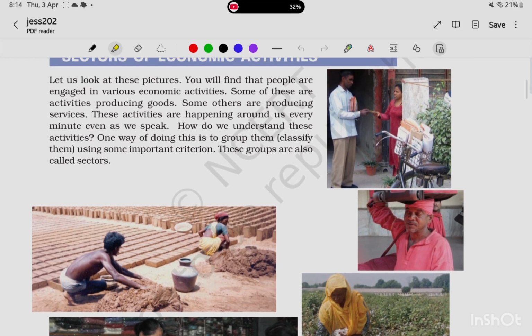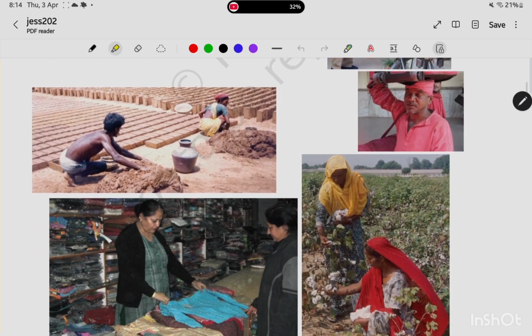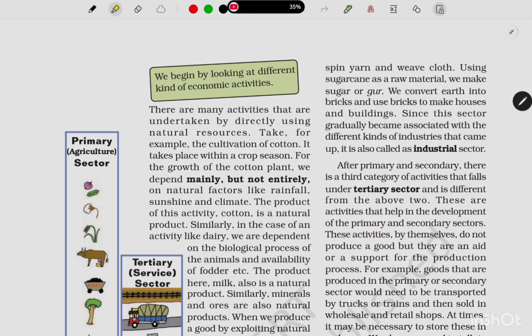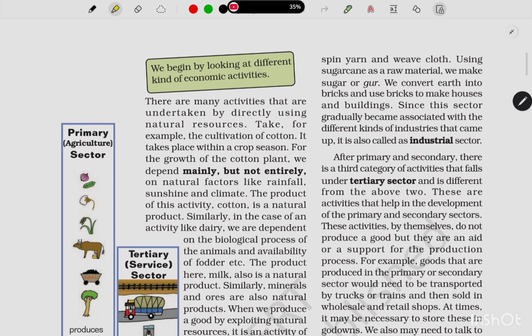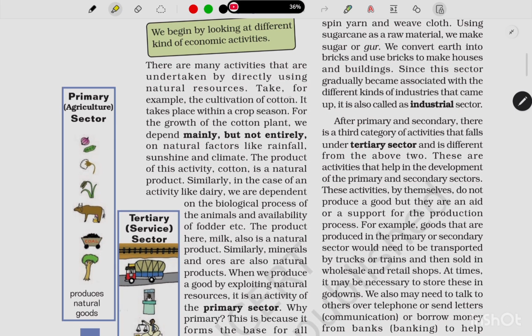So here we have, I think, newspaper delivery here, coolies, cotton farms, brick factories, tailor shops, etc. So we begin by looking at different kinds of economic activities. There are many activities that are undertaken by directly using natural resources. Take, for example, the cultivation of cotton. It takes place within a crop season.